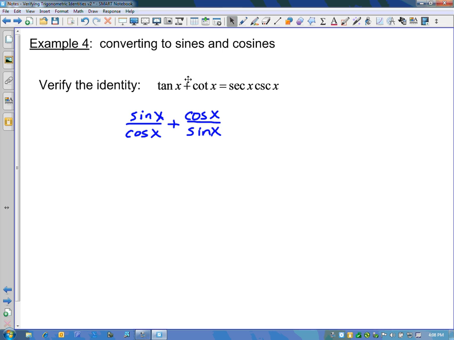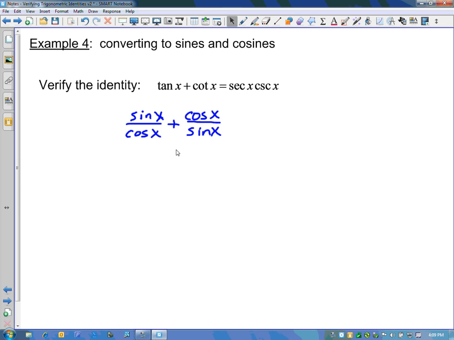I chose to work on the left side because I had 2 terms. I could have started on the right. It doesn't really matter either way. This one, though, we will work the left-hand side. Now, unfortunately, we didn't get any cancellation opportunities, but I can also notice, looking at my goal is 1 term, and here I have 2 terms.